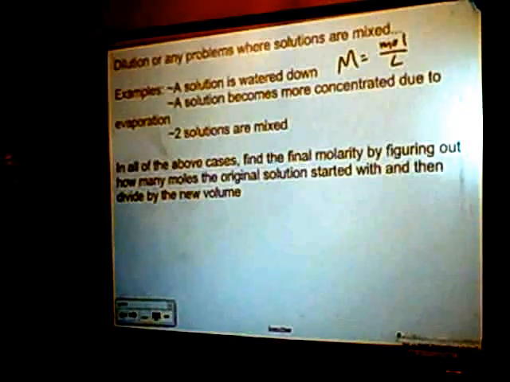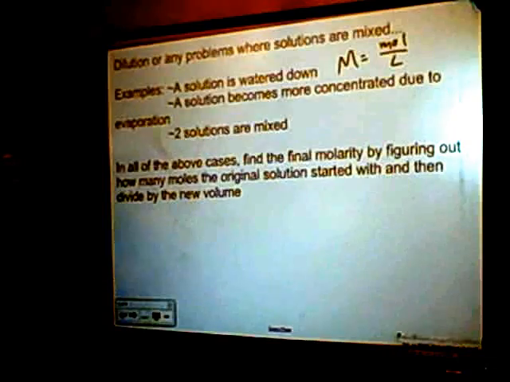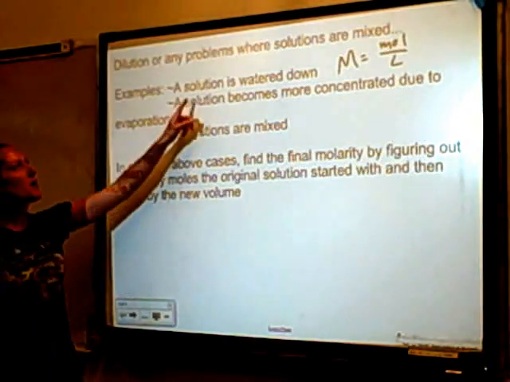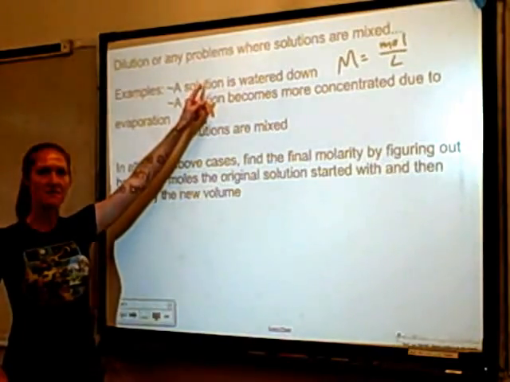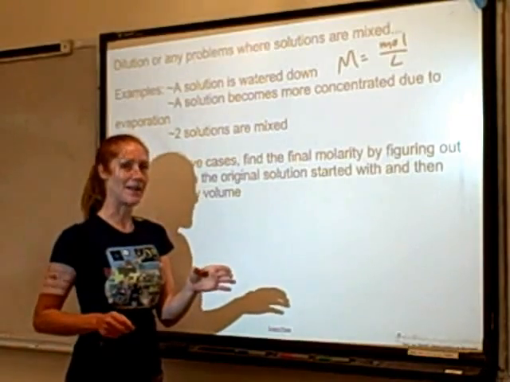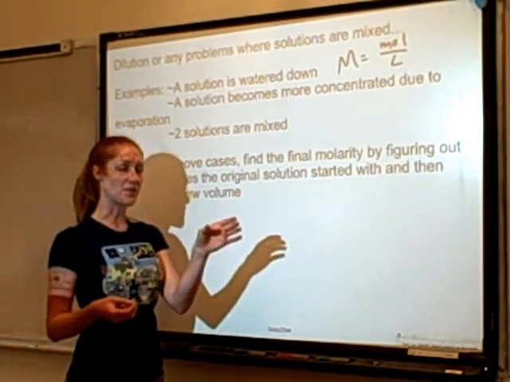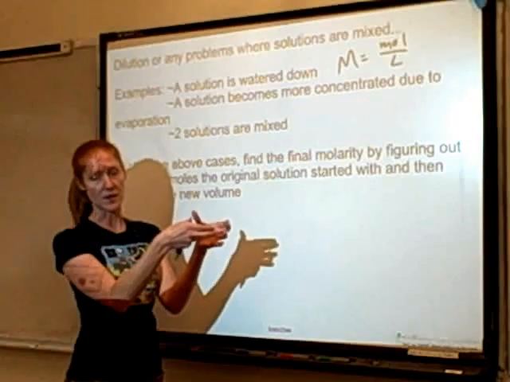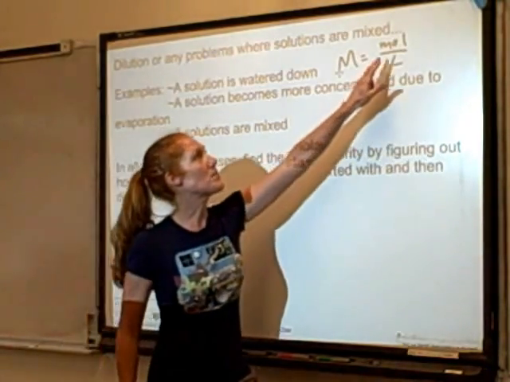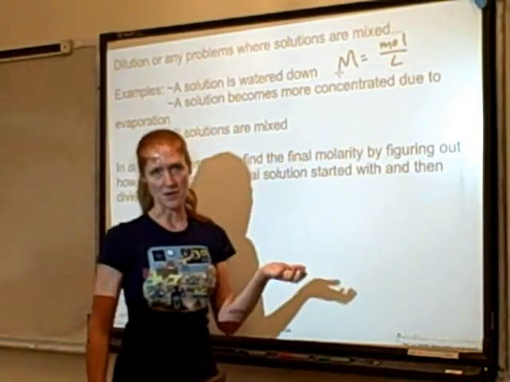Usually the liters is pretty easy to see. You mix two volumes, you add the volumes to get the final volume. Something's evaporating, you look at the final volume. So quite often, all you need to do is find out, how many moles were in this before I watered it down? Then I'm going to keep those moles because those moles are still there after I add the water. So if there's 2 moles of salt dissolved in some container of water, if I add more water, there's still 2 moles of salt in that water. So I just keep the same number of moles, divide by the new volume.